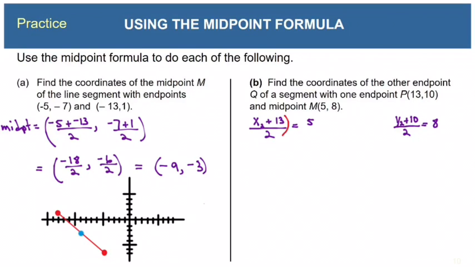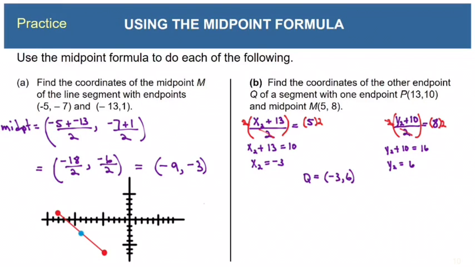Now on the x's, multiply both sides by 2. Here the 2's will cancel, and we'll get x2 plus 13 is equal to 10. And subtract 13 from both sides, and x2 is equal to -3. Now let's do the y's. If we multiply the y's by 2, the 2's will cancel out, and we'll have y2 plus 10 equals 16. And then we'll subtract 10 from both sides, and that will give us y2 equals 6. And now our endpoint is -3, 6.